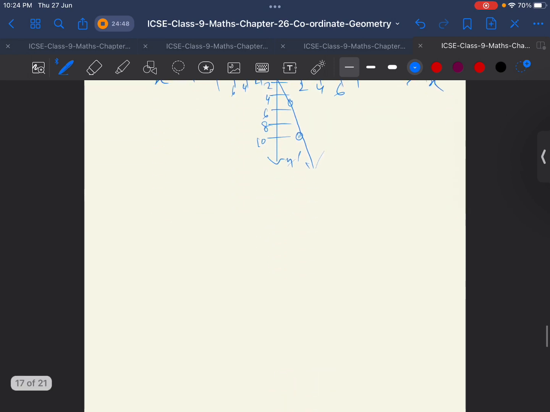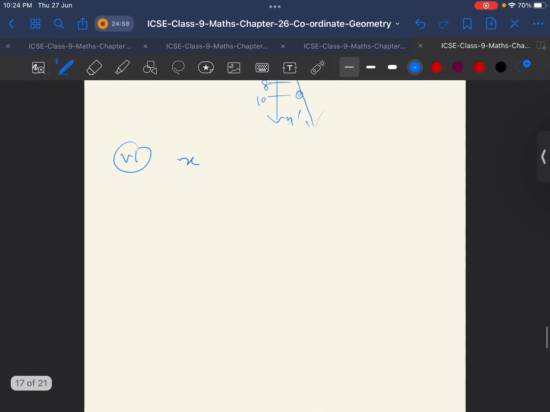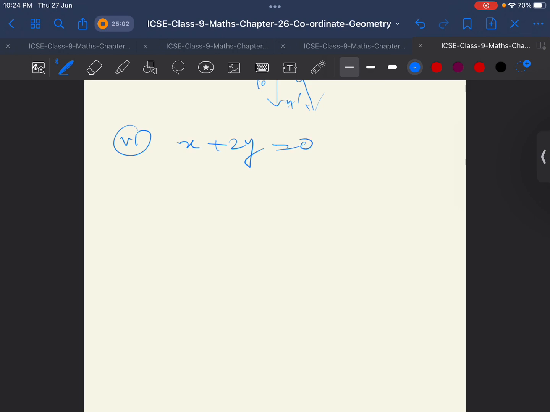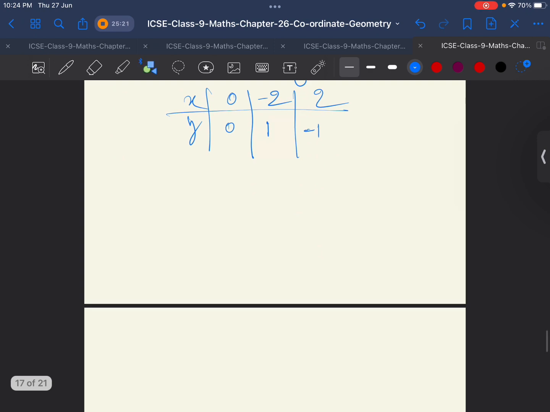Okay, then 6, x plus 2y equals 0, which implies x equals minus 2y. Then the table is here. If y is 0, x is 0; if y is 1, x is minus 2; if y is minus 1, x is 2.